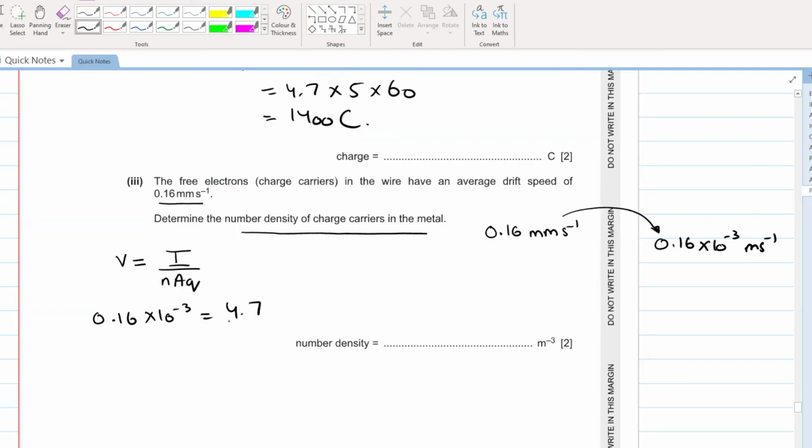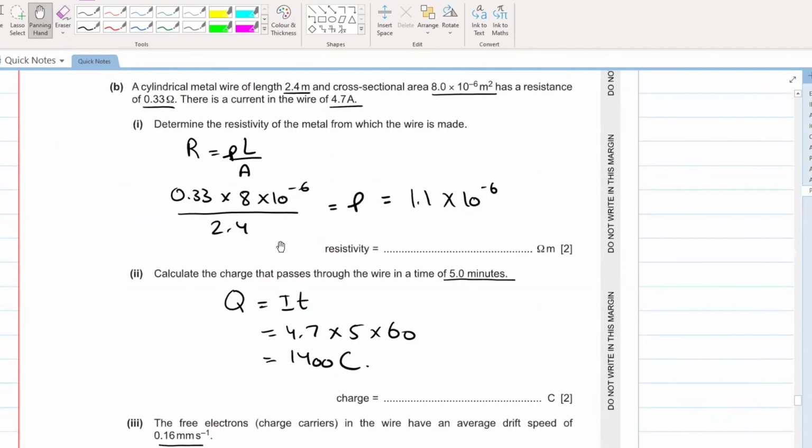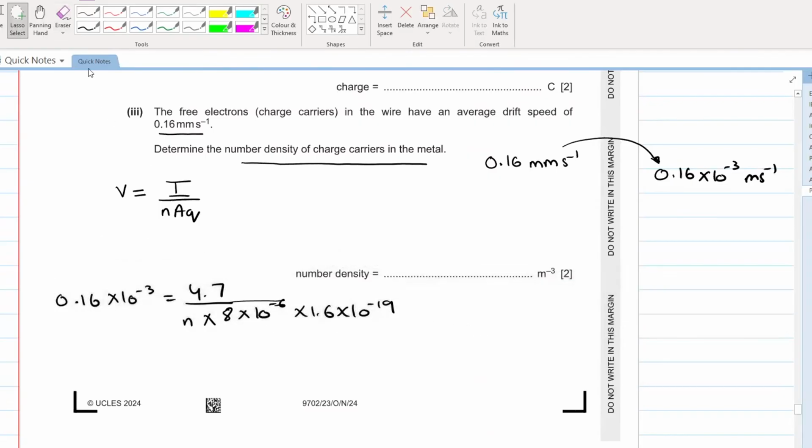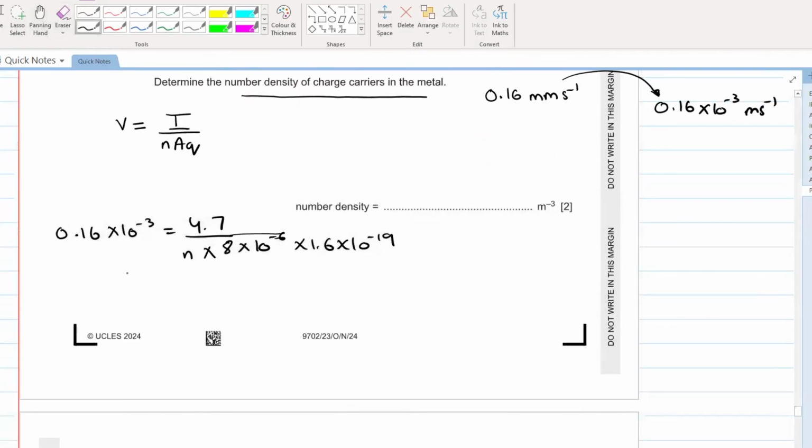Current is 4.7. You want to calculate the number density. Area is what? Area was 8 into 10 raised to the power of minus 6. Perfect. What is the charge of an electron? 1.6 into 10 raised to the power of minus 19. Simple. Can you calculate n? Yeah, very easy to calculate. n comes out to be what?